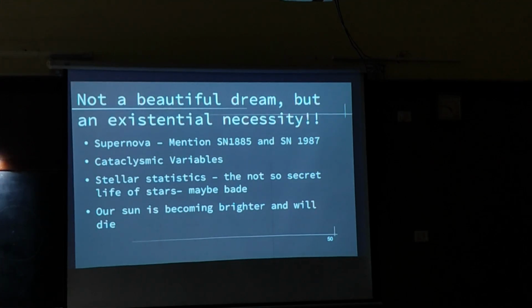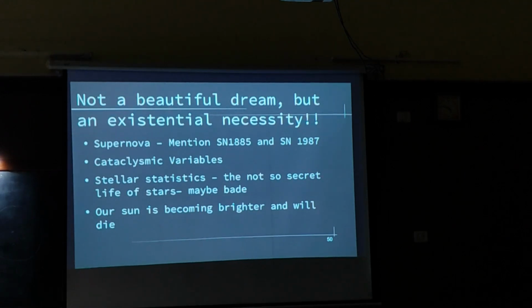But as it turns out, we don't have an option. We have to travel to the stars. And if we don't travel to the stars, we will die, because there are many things. The supernova I was talking about.